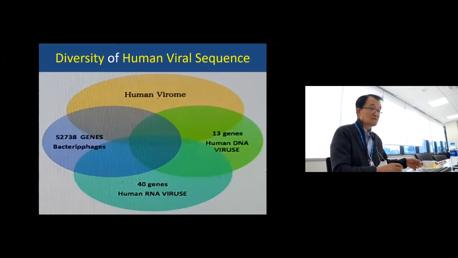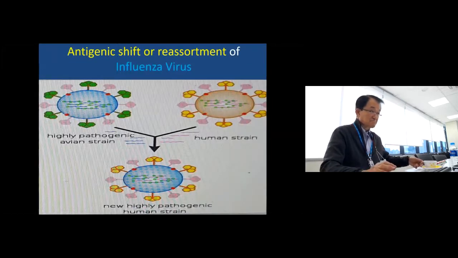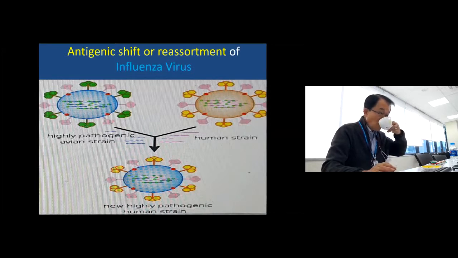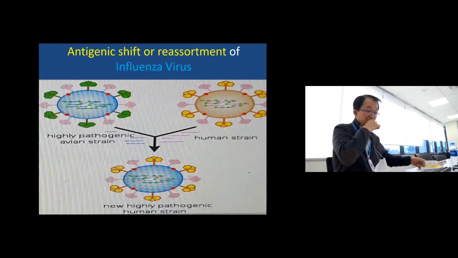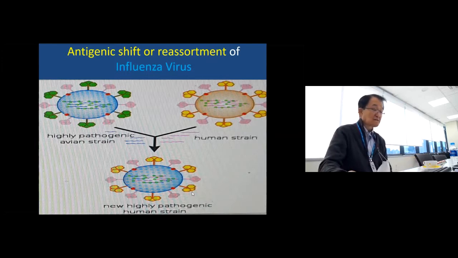So this viral sequence has shown some overlap with certain human RNA, DNA, and genes. There are some unique genes, but there's some combining together. This is a new highly pathogenic human strain, sort of a combination of certain avian strain and human strain together, with, as I mentioned, some kind of spikes to protect themselves.